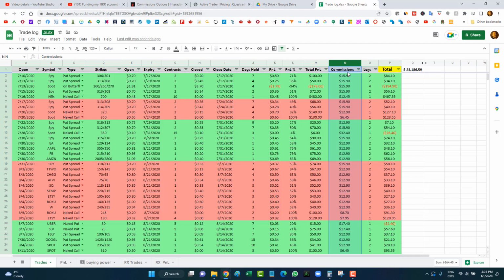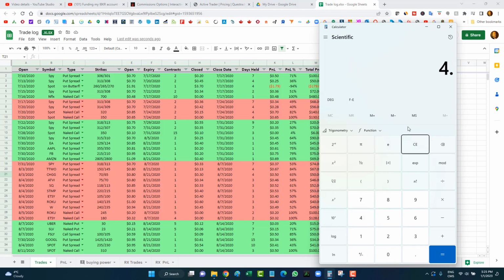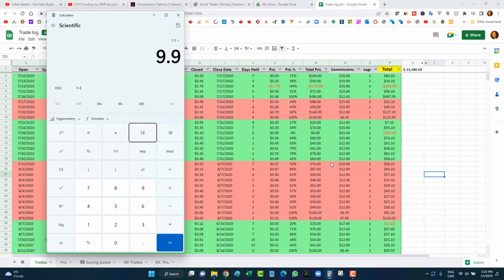So let's see how many trades I have here. Let's do a count function. If we look at the count, I've got about 546 lines. Let's say they each had a $4.95 in and out. So 4.95 times 2, in and out, open and close the trade. That's the flat fee, times our count of lines, our count of trades.